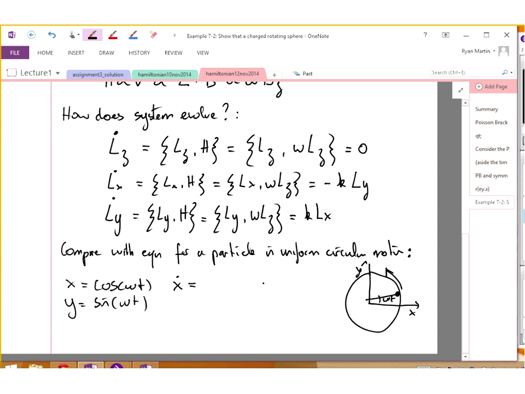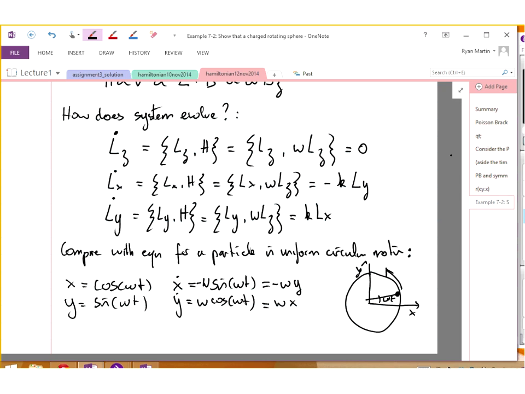So x dot is equal to minus sine omega t times omega, sorry. And y dot is equal to omega cos omega t. So x dot is actually equal to minus omega y, and y dot is equal to omega x. So compare that with the equations we have above.